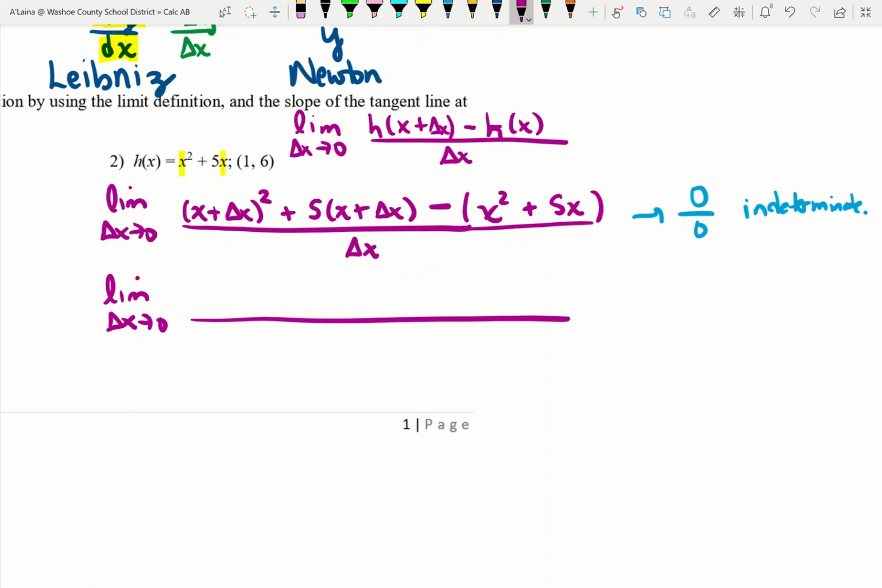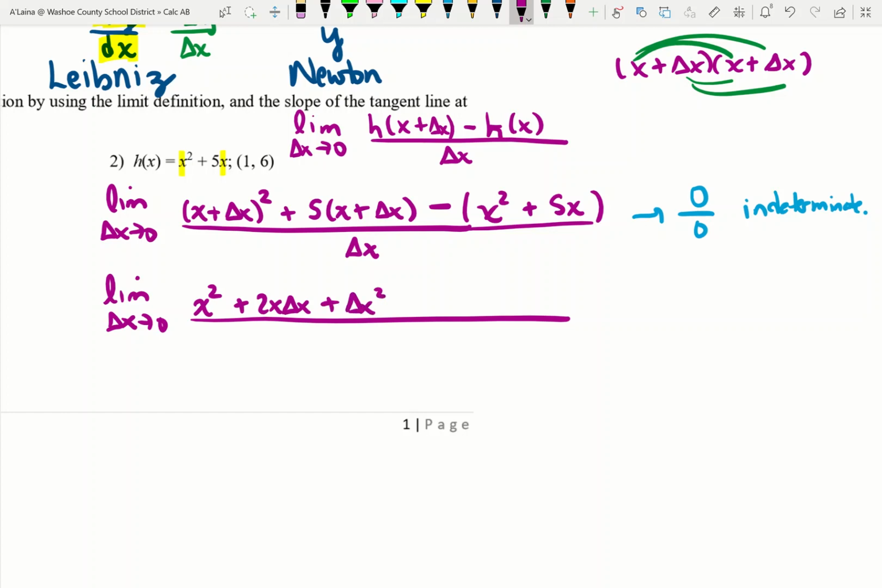And so on the numerator, x plus delta x, quantity squared. Keep in mind that when you're squaring a binomial, you're multiplying it by itself. You will need to expand that out or use FOIL. When you do that, you would end up with x squared plus 2x times delta x plus delta x squared. That whole variable delta x is squared. If you want, you could put parentheses there to help you understand that.